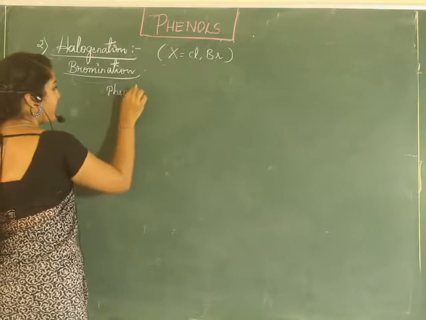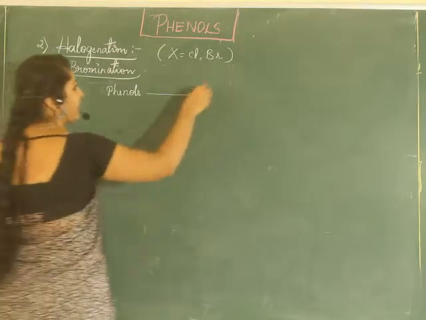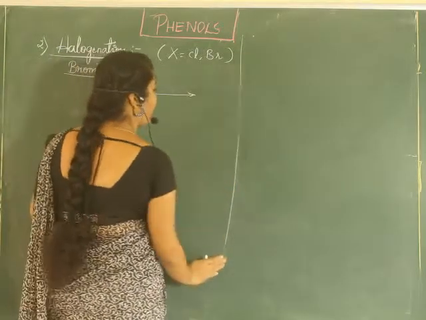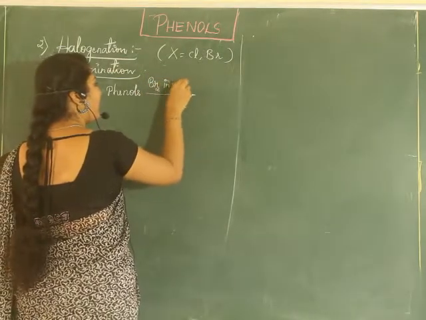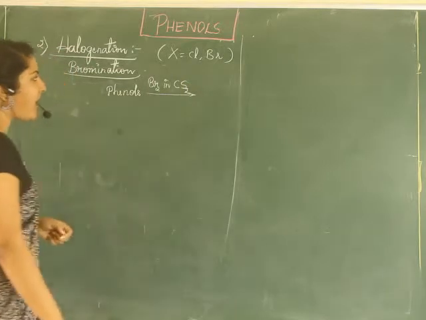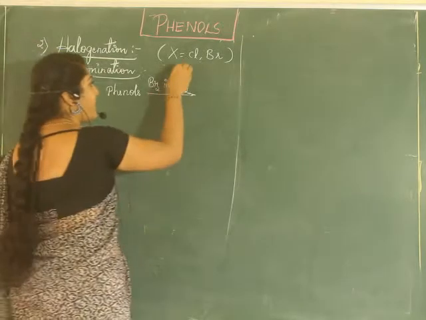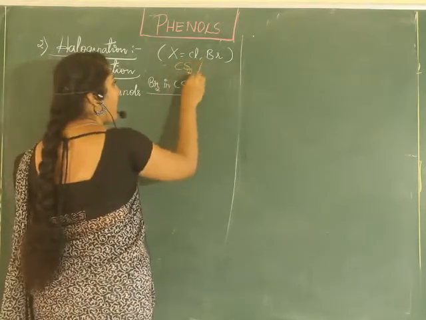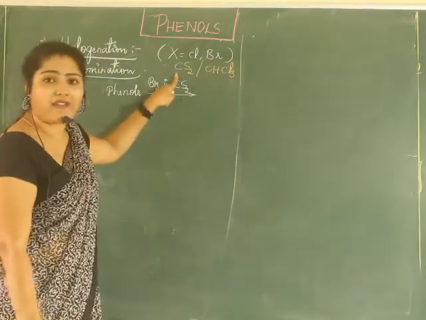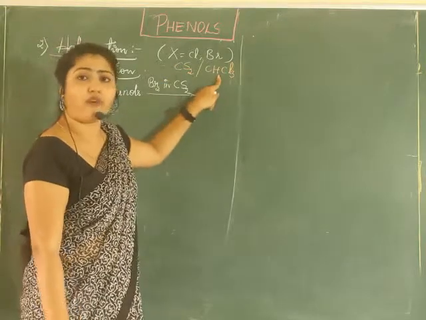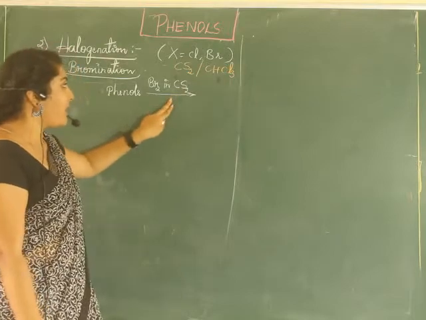Phenols react with bromine in carbon disulfide. The reaction need not be only in carbon disulfide. The solvents can be carbon disulfide or chloroform also. This is carbon disulfide. This is chloroform, trichloromethane.